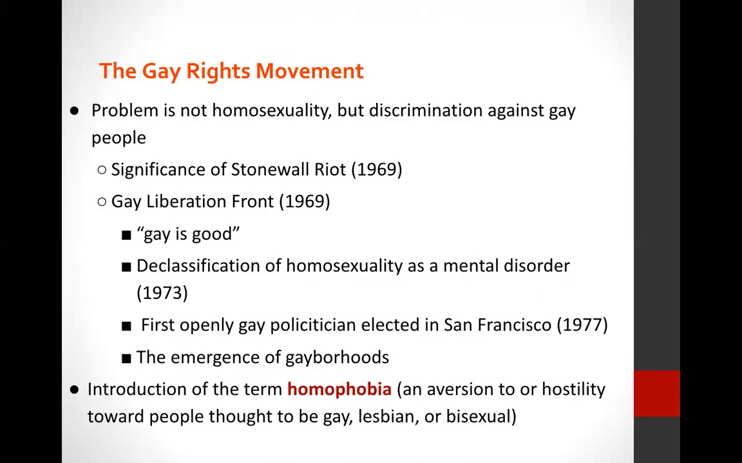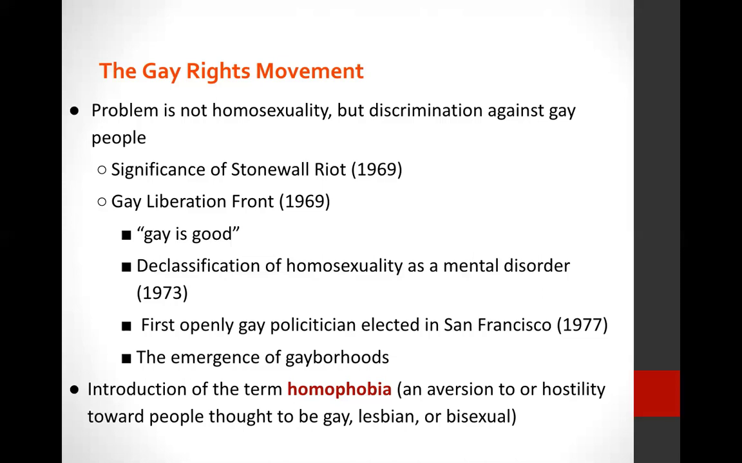You have the emergence of gayborhoods in places like San Francisco and New York and Chicago, where people that were part of the community were able to form supportive communities where they could go out with their partners to restaurants and bars and clubs, and rent homes and apartments, and have an increased amount of safety and security and freedom than what they had had.